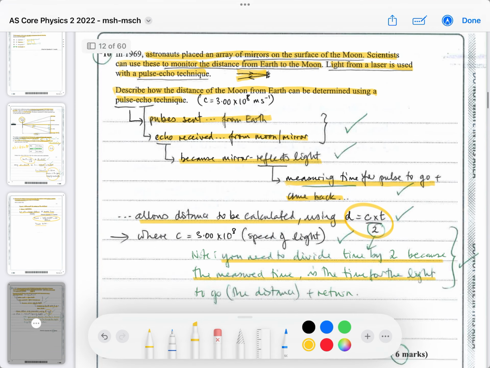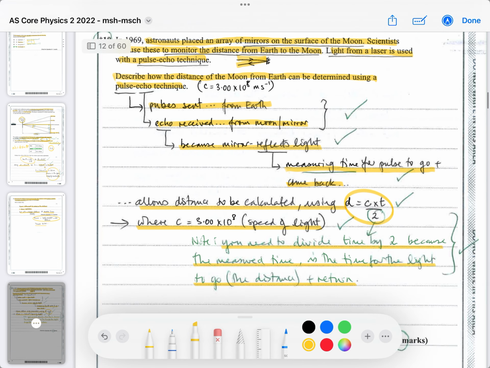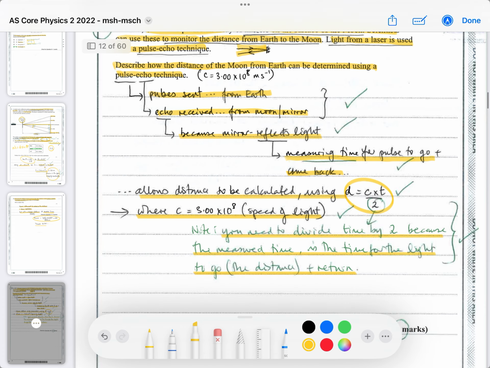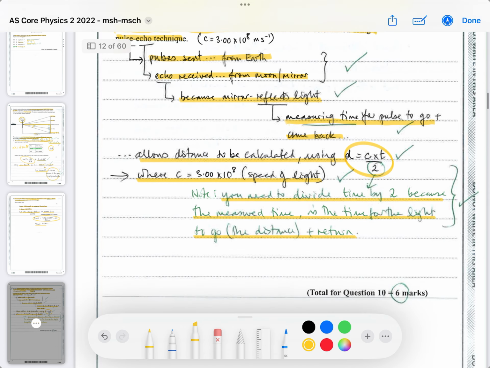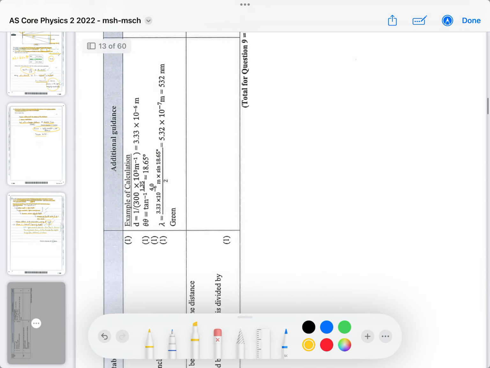So we want to know the distance, not the distance there and back, but the distance one way. And of course we know the speed of light in space is 3 times 10 to the 8, 3.00 to 3 significant figures. And that's how you get 6 marks. I think it's quite an easy-ish 6-mark question compared to what they can be as you go through the physics course. Here's the mark scheme again.